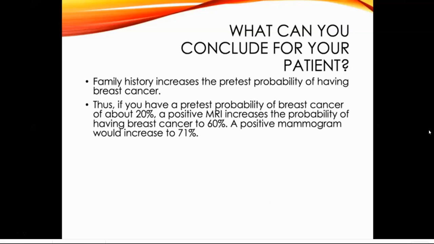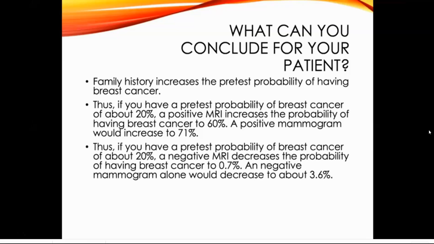So if she has a pretest probability of breast cancer at about 20%, a positive MRI increases the probability of having breast cancer to 60%, and a positive mammogram would increase it to 71% because the mammogram is more specific. But where the MRI is really helpful is that even if she has a pretest probability of breast cancer of about 20%, a negative MRI decreases the probability of having breast cancer to less than 1%, to 0.7%. And a negative mammogram alone would have only decreased it to about 3.6%.